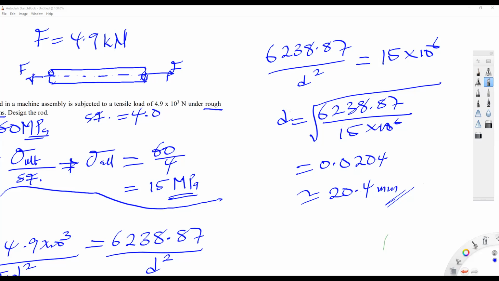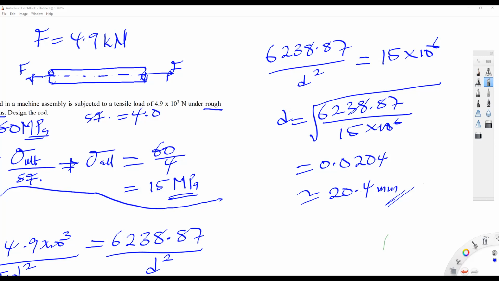Yes, sir, please. The question said we should design the rod. Does that mean you are going to find the diameter just as we have done? Yes. After finding the diameter, are you going to draw or just leave it like that? You don't need to draw. You can sketch like I've sketched as we are doing the calculation, but you don't need to draw anything.